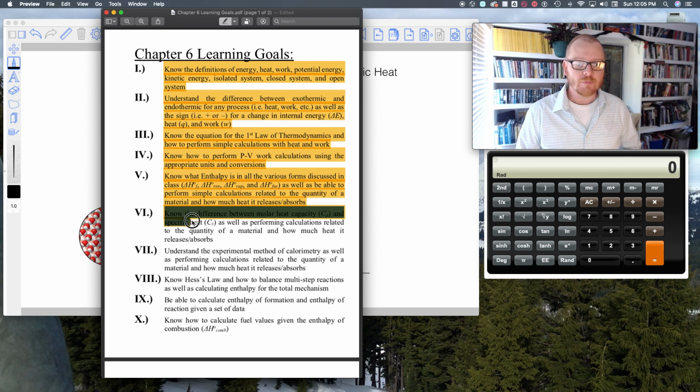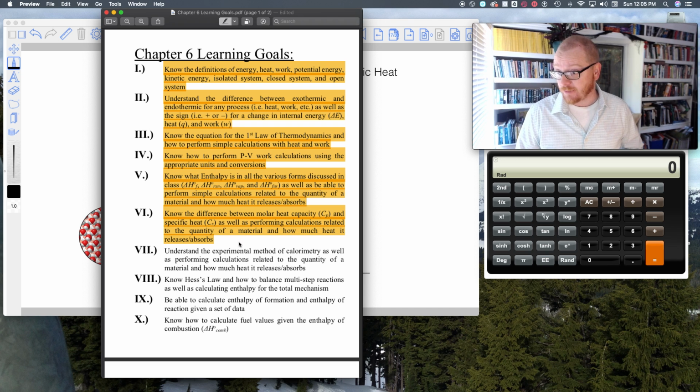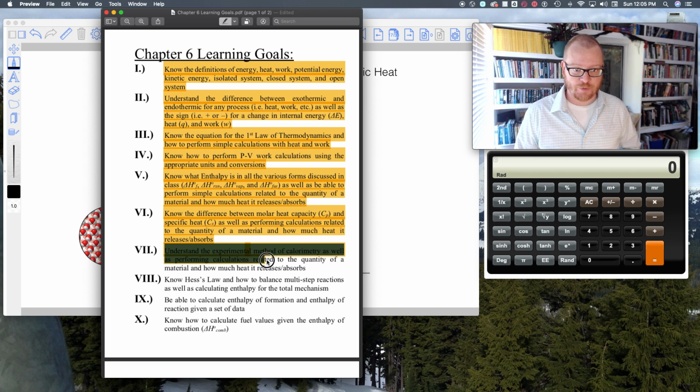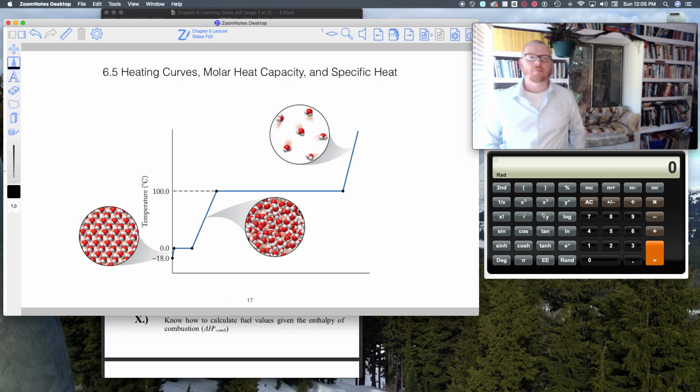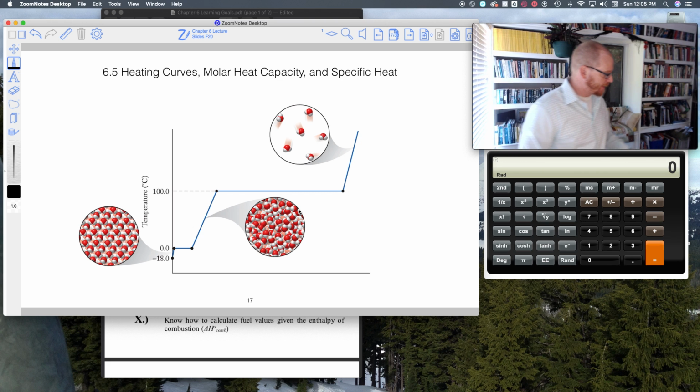Basically we're talking about heat capacity in this new video. And we're going to talk about the experimental method of calorimetry. I want you to be familiar with that as well. So here we go: heating curves, molar heat capacity, and specific heat capacity.